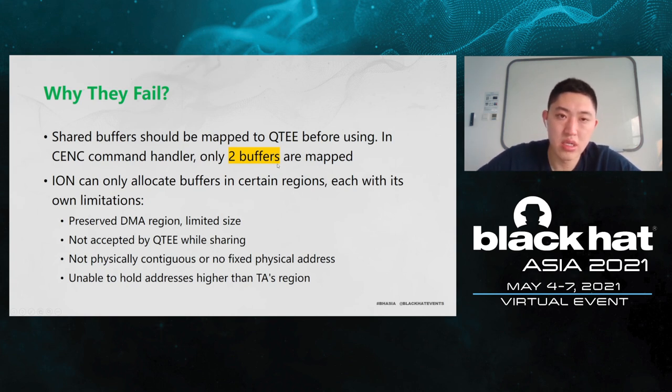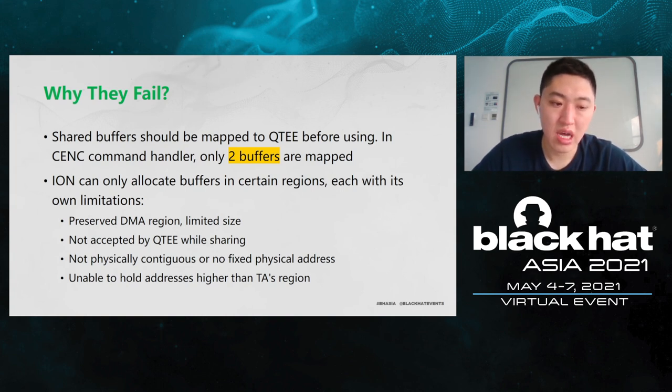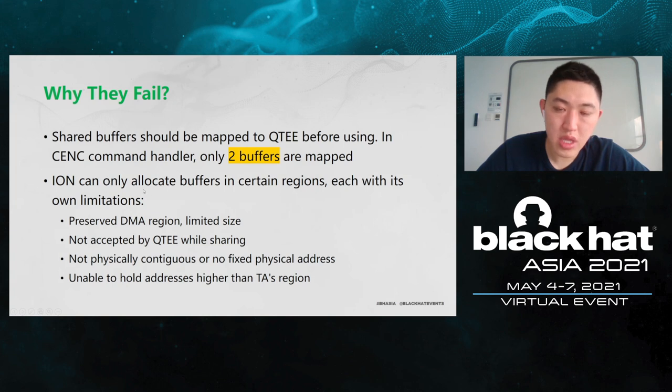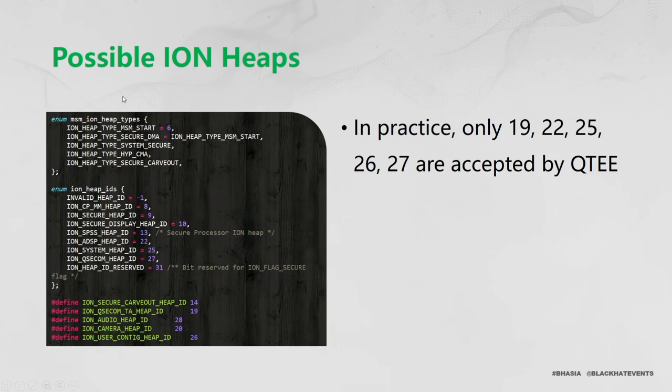So plans using more than 2 buffers are not possible. And also, even if we have a way to get the physical address of an ion shared buffer, it doesn't mean that we can allocate an ion buffer with any physical address. Actually, the ion buffers have many limitations, and the buffers are carved out from the ion heaps. And here is how the heaps are defined, and only part of them are accepted by the QTEE. So we don't have many candidates to select from, which makes it very difficult to find a way.